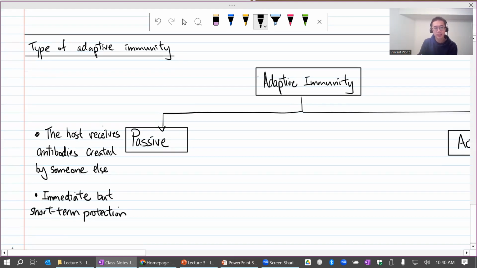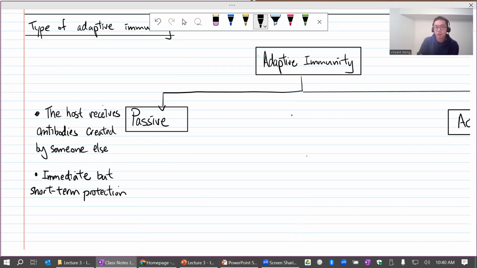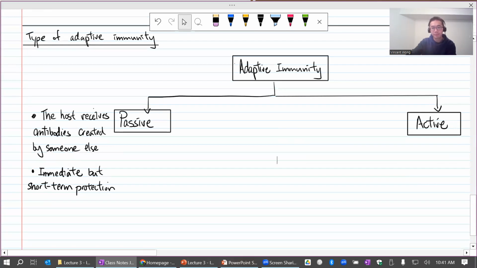It's like cheating on a test. You will get the answer right away, but you didn't go through the hard work of studying. You're probably not going to remember these things. So that's passive immunity.